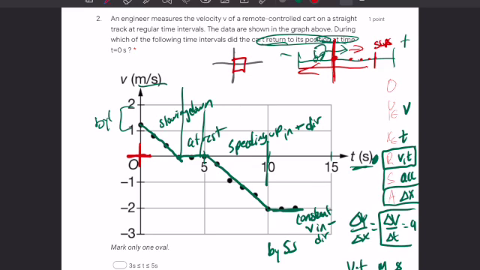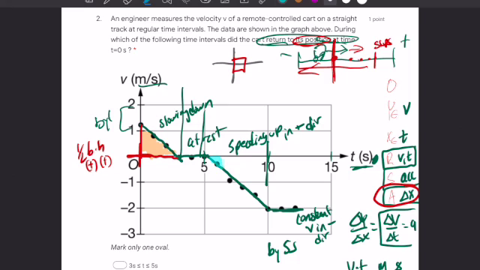Now, they want to know about the position. And position is related to displacement, which is the area. So if we take the area of this triangle, it's going to be positive, because we have 1/2 base times height, and the base is positive, and the height is positive. So we'll have a positive area.